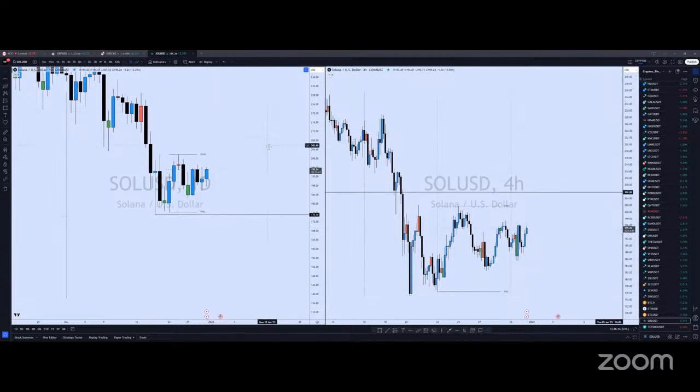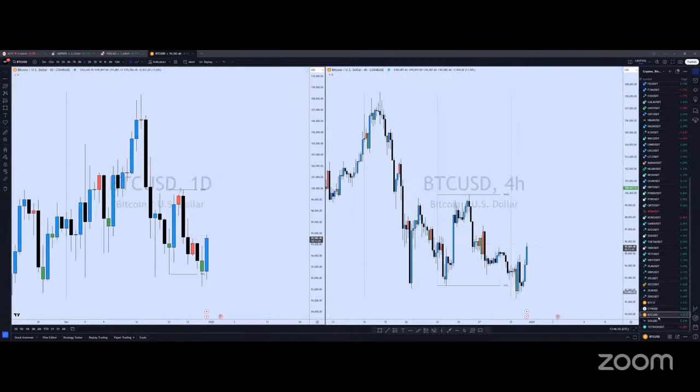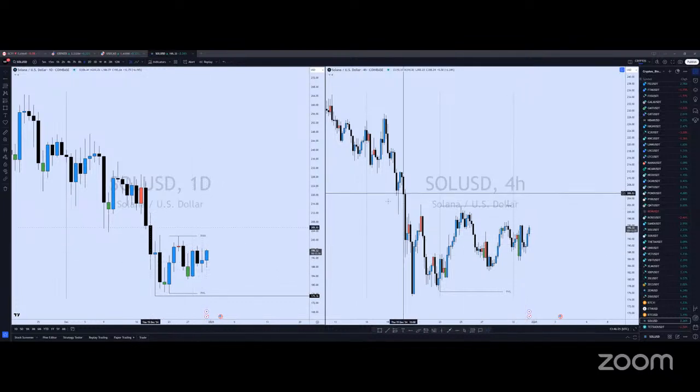That's what I'll be looking for. But if Bitcoin confirms that it's going up, then I will look for certain things on Solana to give me a confirmation, especially if we can stay above the previous week high on a daily basis. If the daily time frame can close above the previous week high, then I'll be looking for a continuation to the upside.